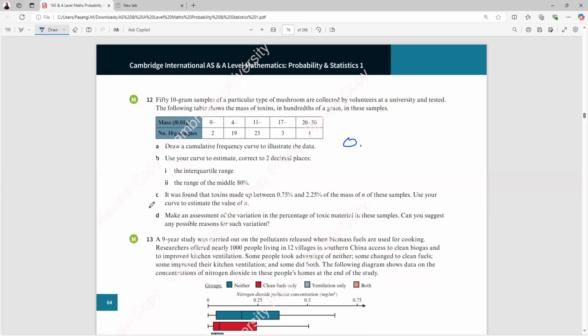Draw a cumulative frequency curve. Okay, that is done. Then use your curve to estimate, correct to two decimal places, the interquartile range. Okay, that one also can be done.